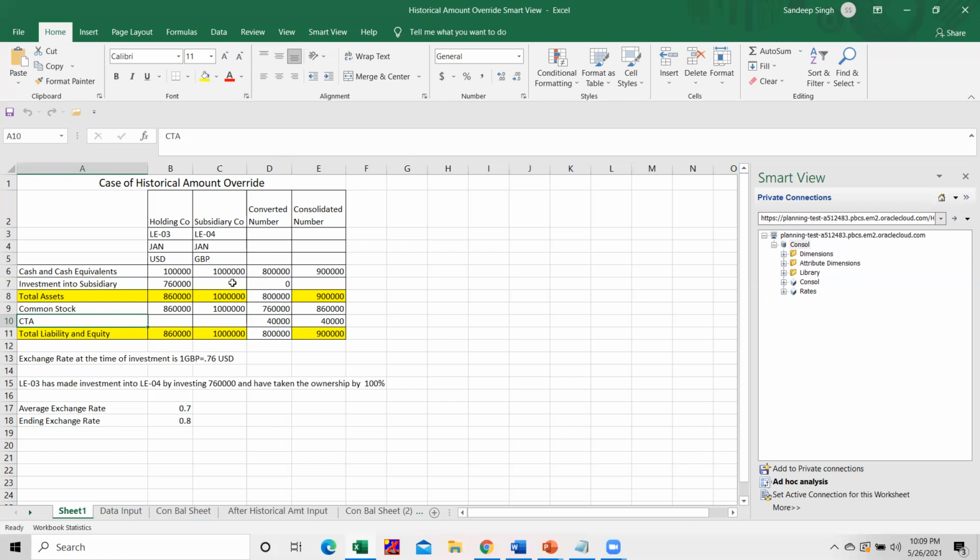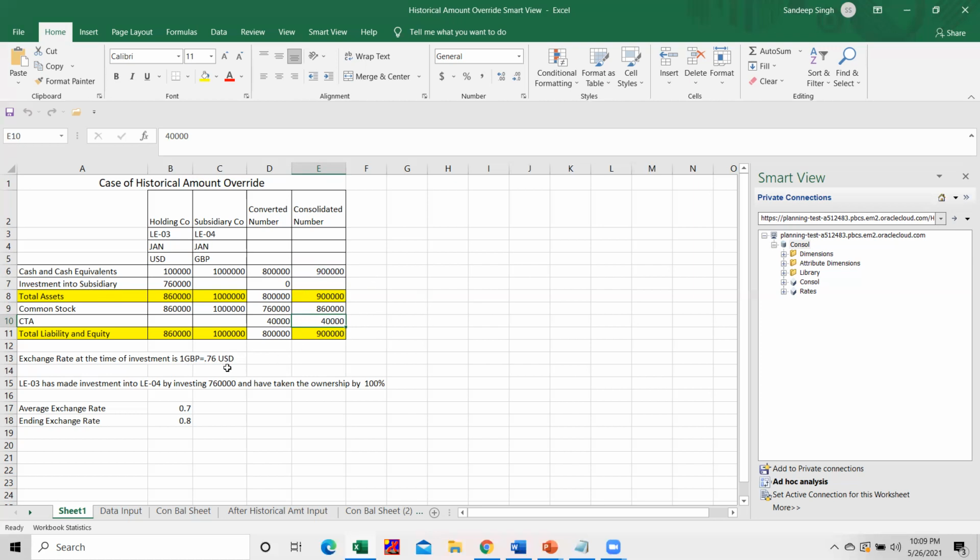Now we are able to prepare the consolidated statement. For cash and cash equivalent, we have merged the numbers of both entities. Therefore, we are getting 9 lakh for cash and cash equivalent. For common stock, the amount is of the parent entity, that is 8,60,000, and whatever the difference is shown as a CTA number. The investment into subsidiary gets eliminated at the consolidated level. Therefore you are not seeing any number here.